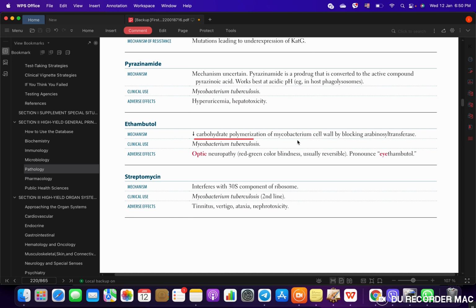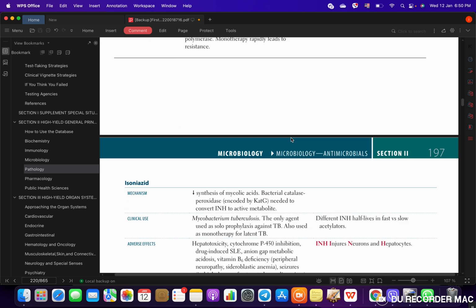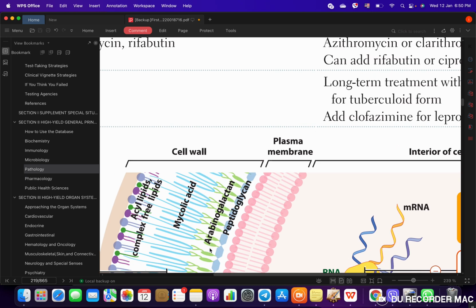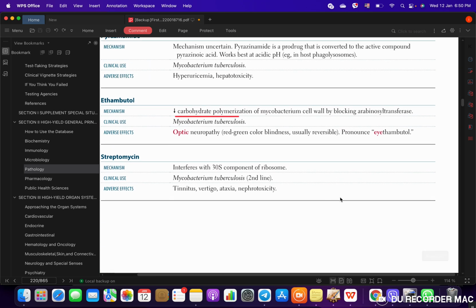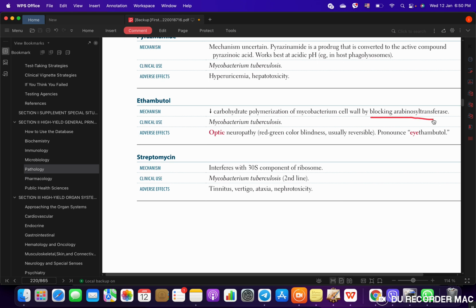Ethambutol is the last drug, which decreases the carbohydrate polymerization of the Mycobacterium. Be careful about this one. They can tell you arabinogalactan or carbohydrate. It's the same thing, okay? So by blocking the arabinosyl transferase, remember that is sweet Arabian horse. So sweet is the carbohydrate, Arabian is arabino, and ethambutol, somebody told me it reminded him of the name of a horse. It was in Sketchy, I think. So the adverse effect, guys, Arabian horses have such beautiful eyes, seriously.